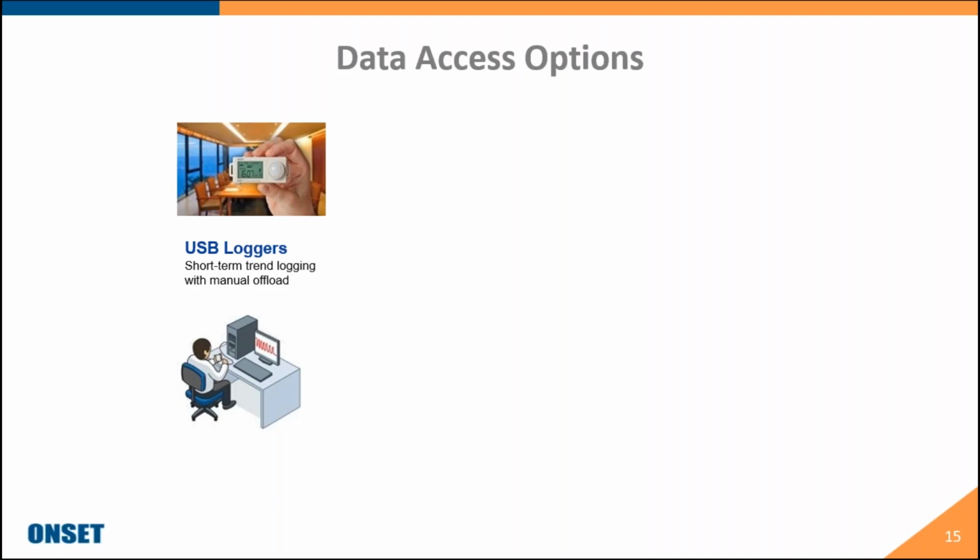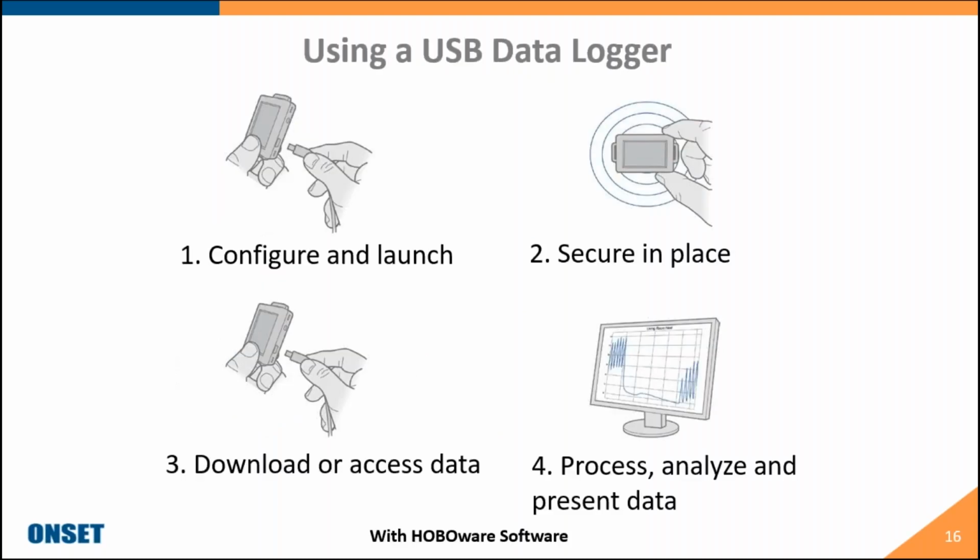So first, let's get into some of our USB loggers and how they operate. When using a USB data logger, you will need to connect the logger to a computer running our HOBOware software with a USB mini-B cable. That is where you'll do your configuration, which is setting the logging interval, when you would like the logger to start, when you want the logger to stop, what to do when the memory fills.